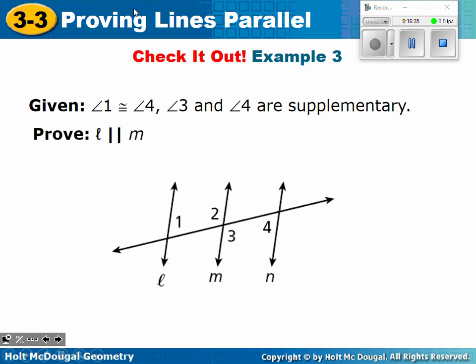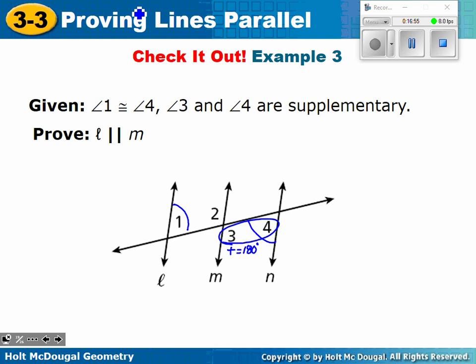Okay, let's try one more. Is this the last one? Okay, and then we'll look at 3, 4. All right, so given 1 is congruent to 4, so let's mark it. And 3 and 4 are supplementary. It's kind of hard to mark that, but you could just circle those if you want to and say they add to equal 180.